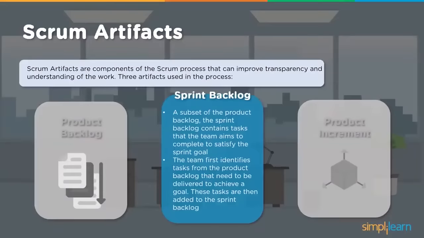Once it is agreed, the team should first identify the tasks from the product backlog that need to be delivered to achieve the goal. These tasks are then added to the sprint backlog. So there should be an agreement between both. And once it is agreed as part of that sprint, the output of the sprint would be the one which needs to be completed as part of it: the objectives, the goal, the results, which is specific working software.